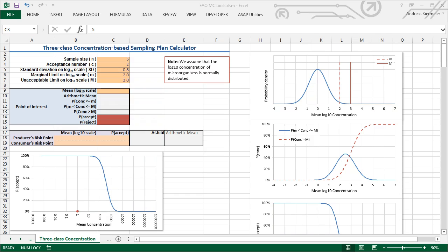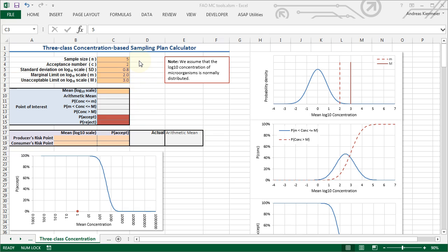In this video, we'll look at the process of determining a sample size and acceptance number for a three-class concentration-based sampling plan using the calculator in the three-class concentration tab. The cells that are shown in orange are those that accept user input, and we have various areas as usual that we'll just quickly have a look at.